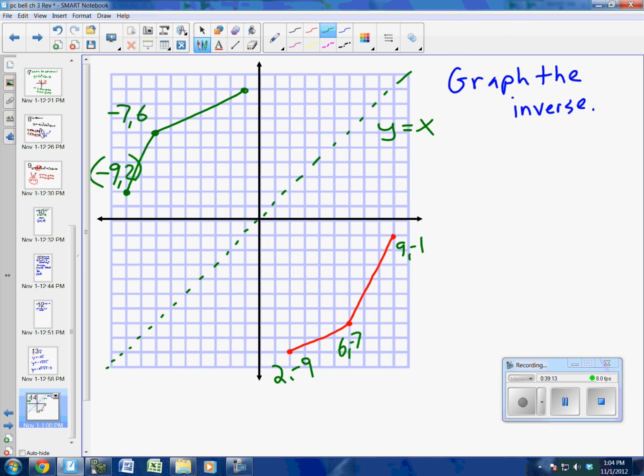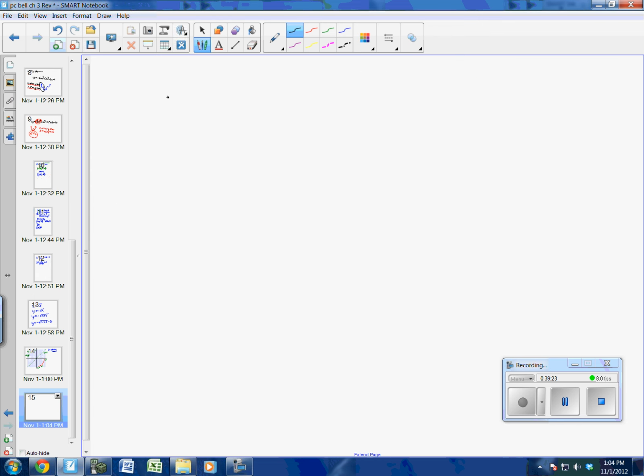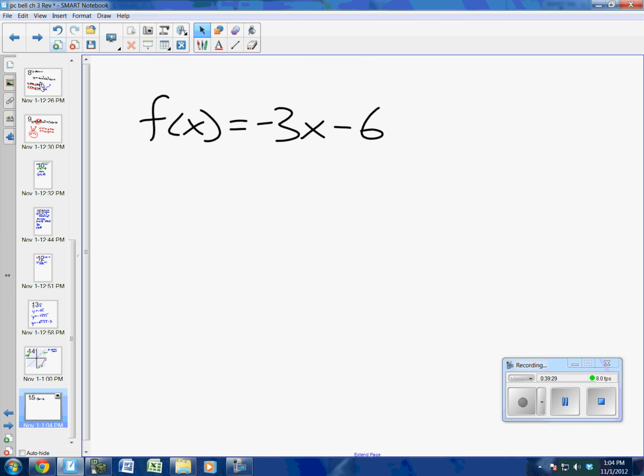Any questions there? Can you do one like that on the test? Okay, there's going to be one like that on the test. Next problem. Find the inverse of this function right here.